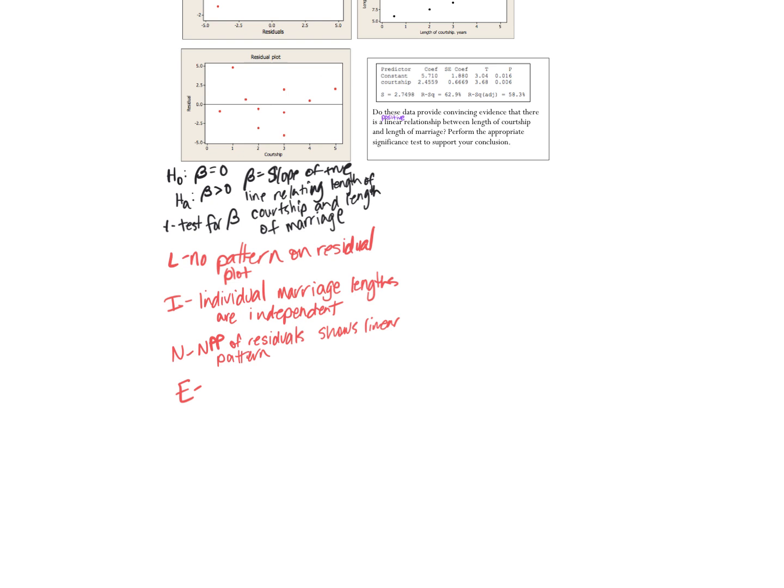The E is equal variances or equal standard deviations. I know what we write, I just forgot what it meant. There's no fanning on the residual plot. And R, we were given a random sample.